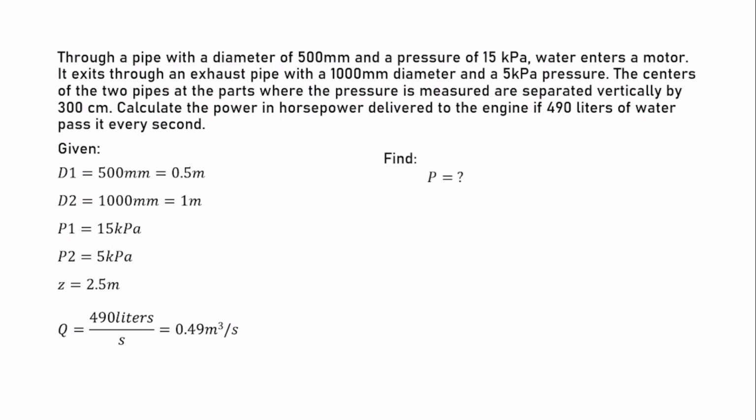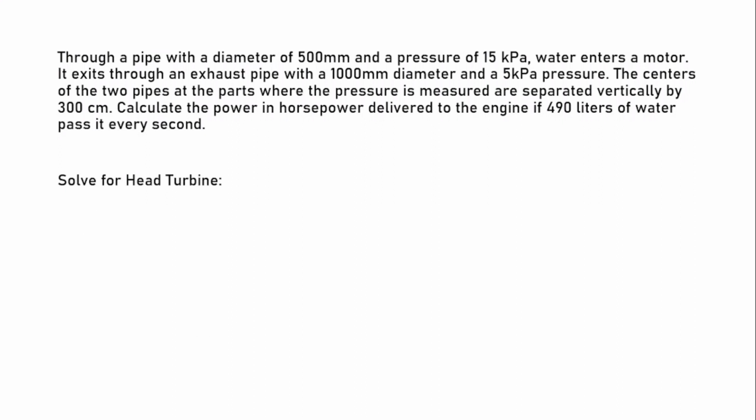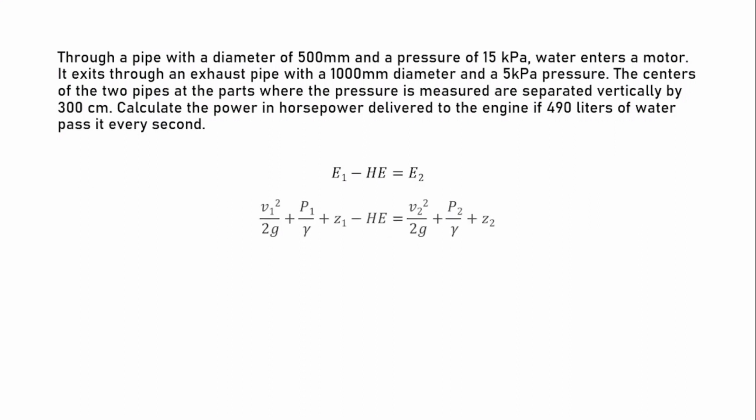Find P. To solve for P, we must first solve for the head turbine. Head turbine is given by the equation E sub 1 minus HE equals E sub 2, where HE is the H turbine. E sub 1 minus HE is equal to E sub 2.